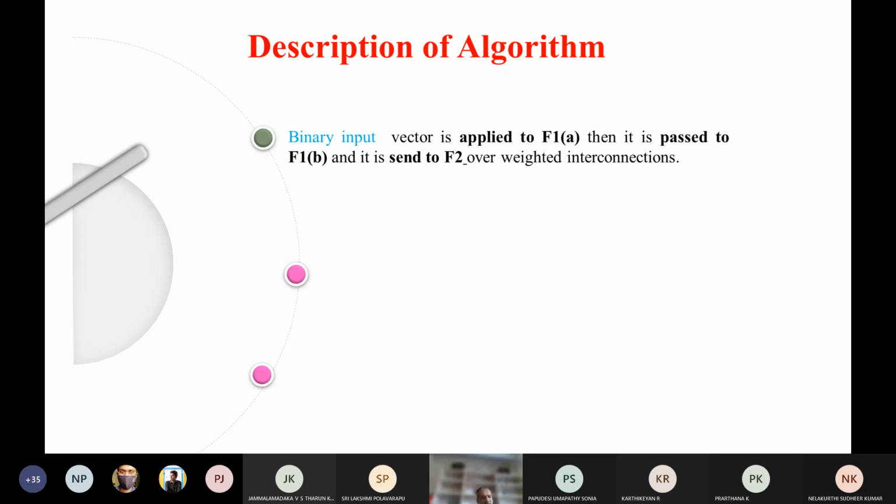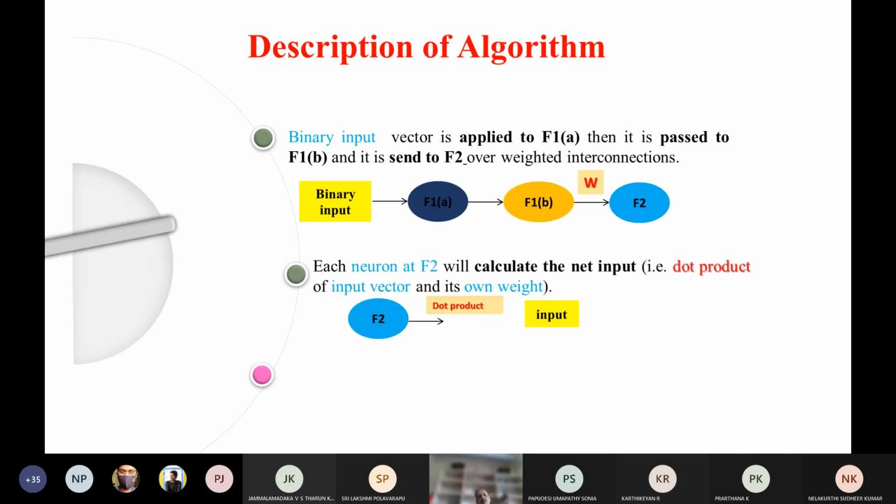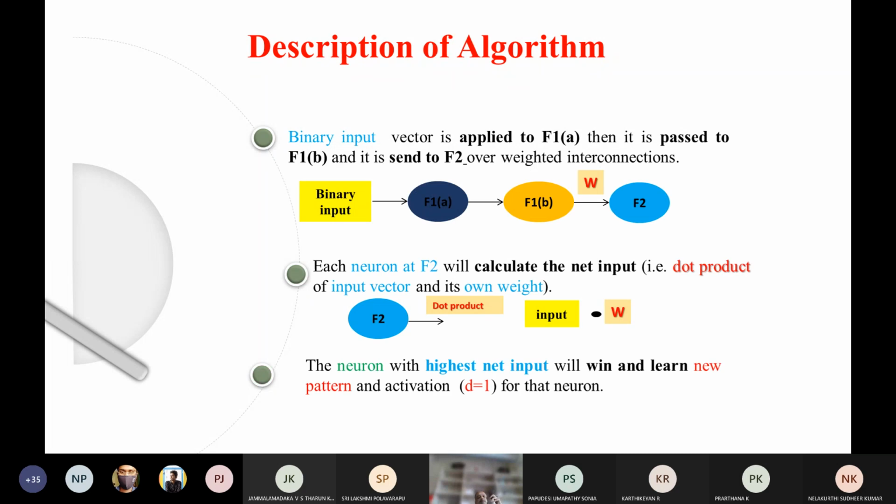Then how does the ART algorithm work? The description of the algorithm: ART1 accepts binary input. The binary input vector is applied to F1A. F1A is the input layer, which accepts the input.